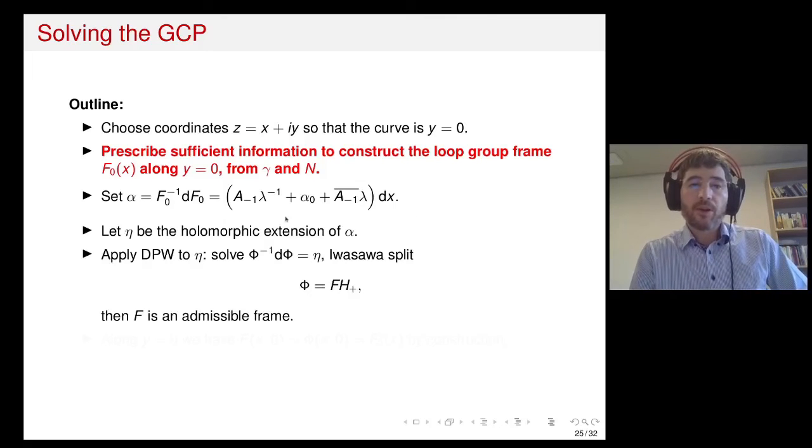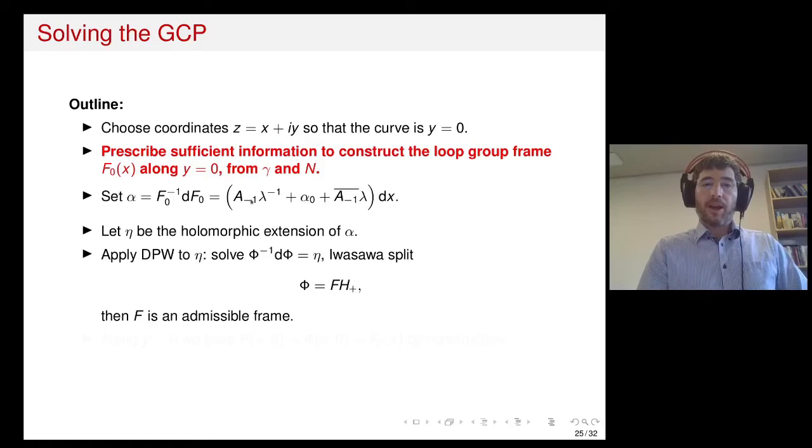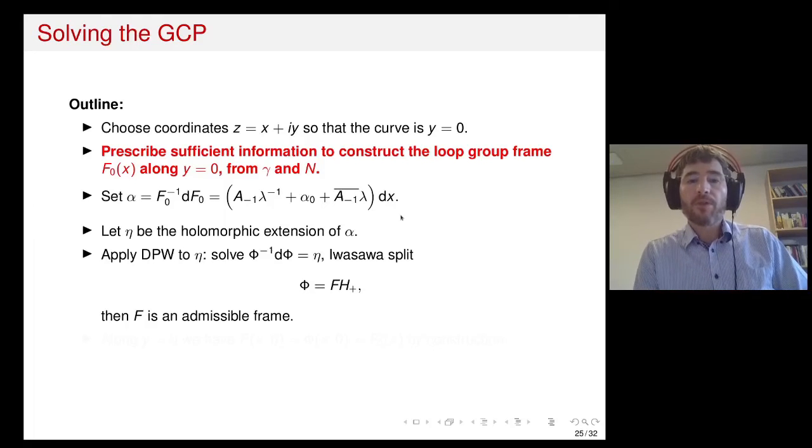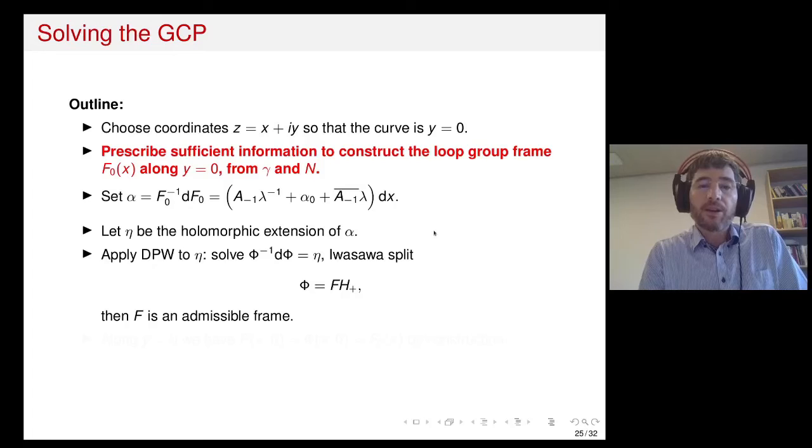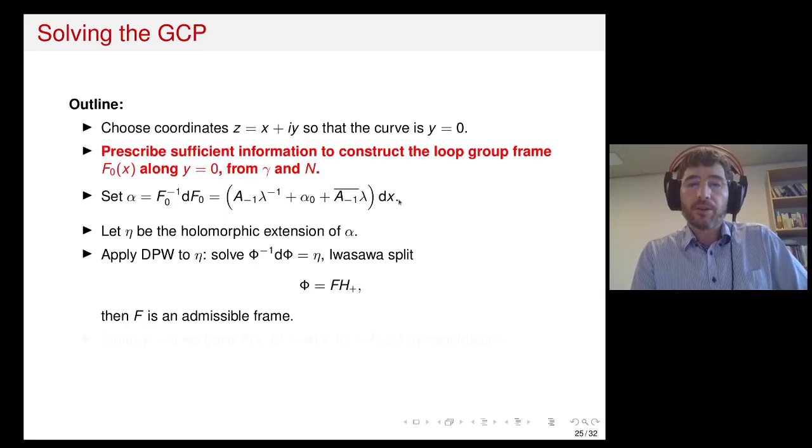Now we extend all of this holomorphically, and if you just look at this, you will see that I have a holomorphic function here, a holomorphic function here, and dz here. This satisfies the condition of being a holomorphic potential for the DPW method. Let's call it eta. So we can take this as a potential in our DPW method, integrate it, perform the Iwasawa decomposition, and we have an admissible frame F. Then, since this one-form eta was unitary, was real along the real line, this decomposition will be trivial along the real line. H plus will be the identity when y equals 0. So phi will be equal to F along y equals 0.